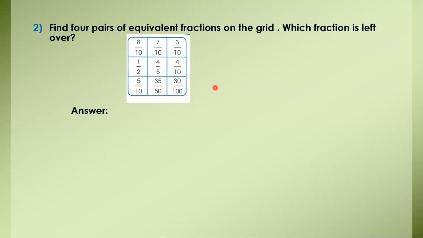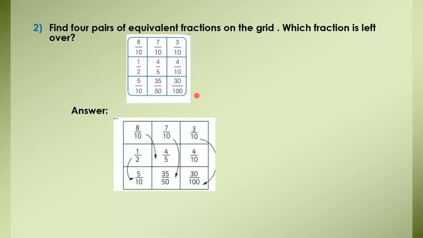So how to write the answer is, you can mark like this. 8 by 10 is equal to 4 by 5. 5 by 10 is equal to 1 by 2. 35 by 50 is equal to 7 by 10. And 3 by 10 is equal to 30 by 100. So the leftover term is 4 by 10.